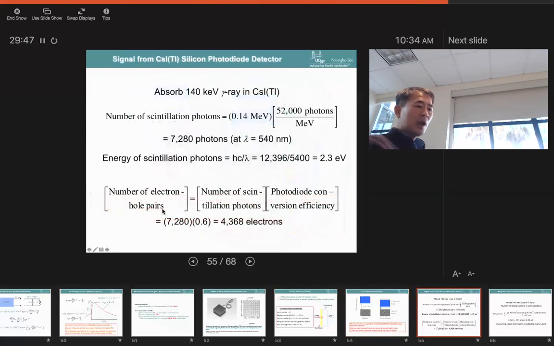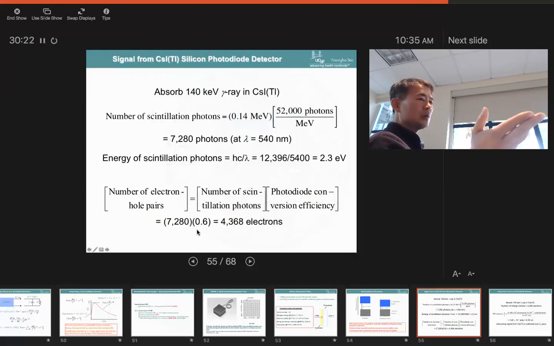So the number of electron-hole pairs is the number of scintillation photons times, this is also kind of a quantum efficiency type of calculation, the photodiode conversion efficiency. What is the fraction of the scintillation photons that is converted to electron-hole pairs? That's the actual signal, the charge within the silicon. For a typical silicon photodiode operating as a radiation detector, it's about 50–60% conversion efficiency.